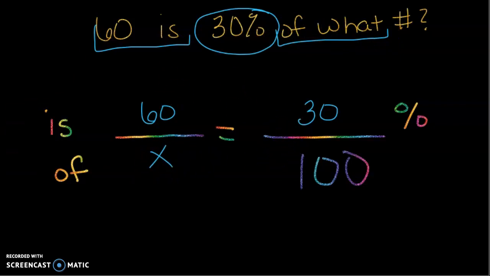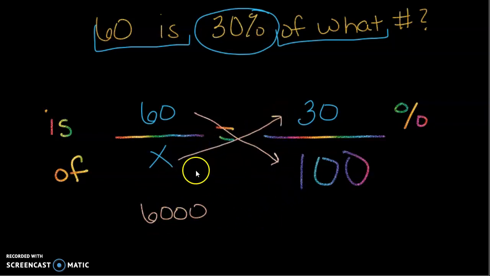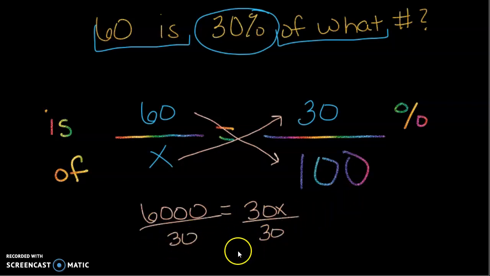Let's again plug it in. Now we're going to cross multiply. 60 times 100 is 6,000. X times 30, we're going to write as 30x. Now I need to get x by itself, so I have to divide out that 30. So we have 6,000 divided by 30, which is 200. Plugging it into the formula and cross multiplying is where it goes.